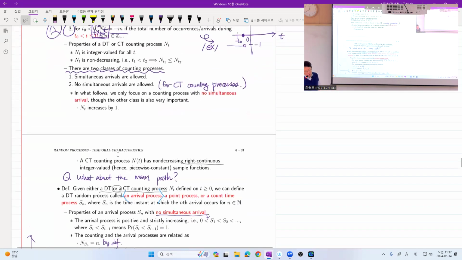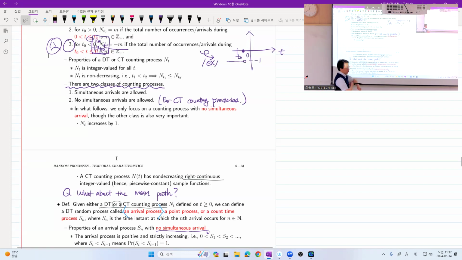Now let me ask you a question. What about the sample mean path of a counting process? Does it inherit this property? Every sample path of a counting process, especially continuous time, is a piecewise constant function which is right continuous. What about the mean path? As you can easily see, the mean path is not necessarily a piecewise constant function, as we will see from the Poisson process's mean path.